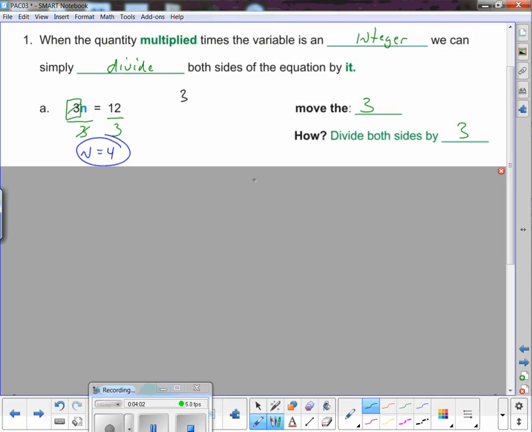Now, don't write this next thing in your notes. I just want to go back and show you the other method. Don't write this. I just want you to watch. So, in this scenario, we would have decided we're going to move the 3, and we'll multiply both sides by the reciprocal, 1/3, right? Notice this is still right here, right? Notice the variable is still there.